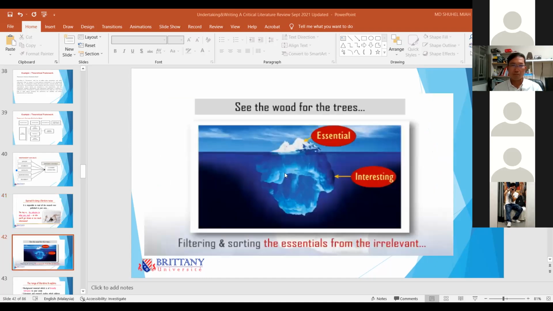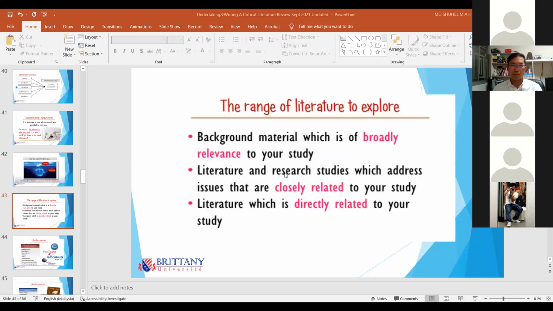Now, how to do the research approach. What is the research approach? The range of literature explores background material which is broadly relevant to your study. Yes, it is too broad. Literature research will also address issues closely related to your study, literature which is directly related. So there are different types of literature you find. For example, in your case, Tony, you can find some internet information, or some articles on property management. Some you will find directly related, some partially related. So you need to build all this up.